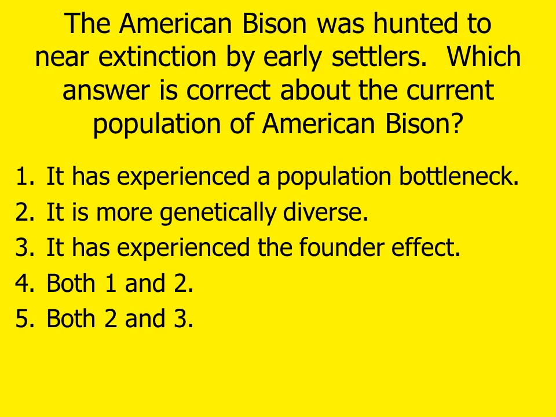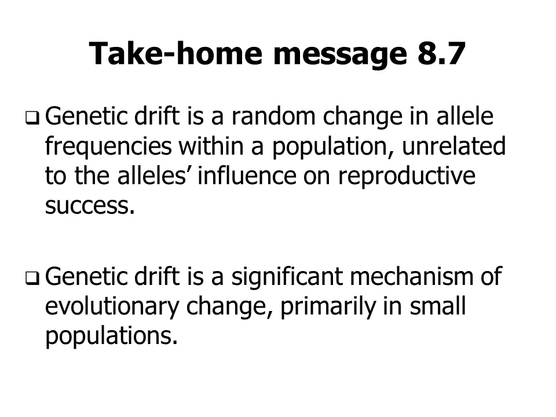The answer is number 1. It has experienced a bottleneck. So that catastrophic event was overhunting. So number 1 is correct. Number 2 is not correct because there's a decrease in diversity. Anytime you have a bottleneck, you're going to have a decrease in diversity, like when we talked about the cheetahs. And then number 3, it's not a founder effect. That's completely different.